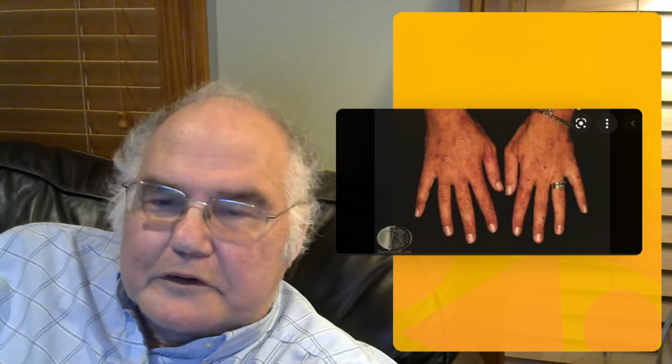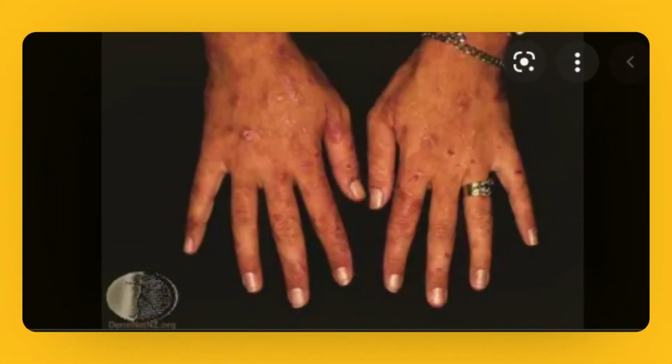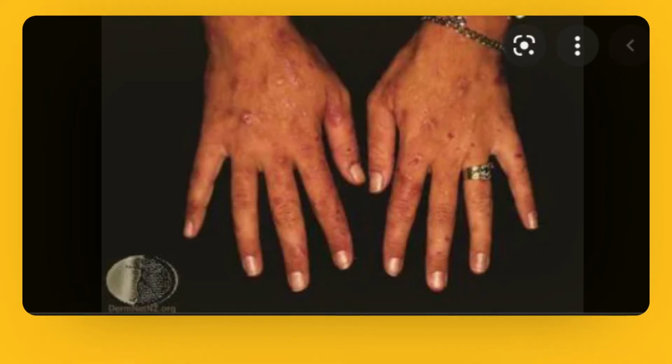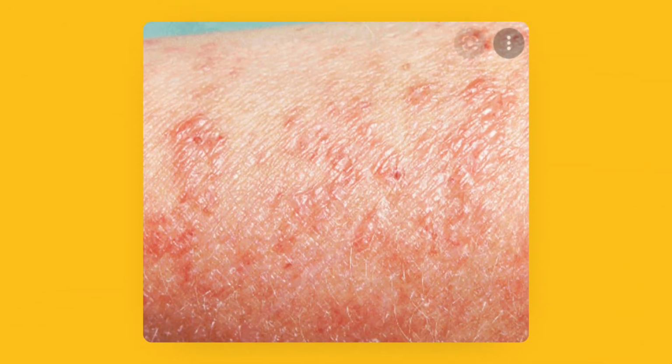And this is a picture of the chronic, non-blistering manifestations of the disease, as well as this. And so that is a review of the porphyrias to some extent.